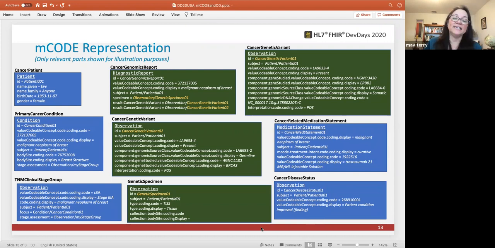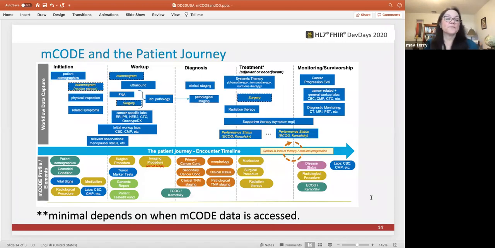And then finally, we have another profile called cancer disease status. And going back to the narrative, you'll see that we do have a condition with a patient condition improved as the finding. Again, the value set specifications and bindings are all within the IG, and I encourage you to look at that. So that was nice for like a little snapshot.